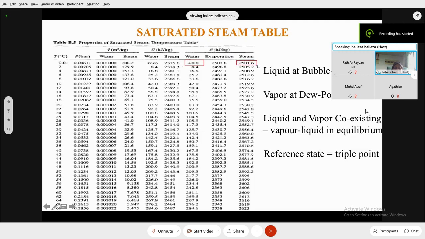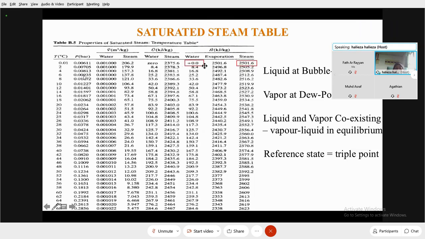The value of the enthalpy of steam, 2501.6, is not 0. The value for liquid water is 0. So if that is the case, then your reference state is the temperature, pressure, and liquid water. But the state must be that of water, not of steam.